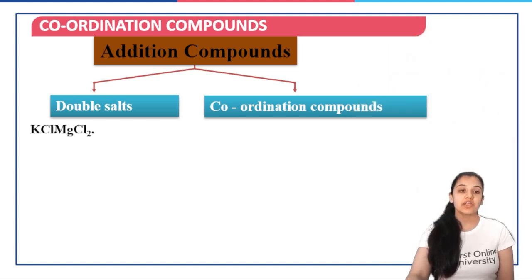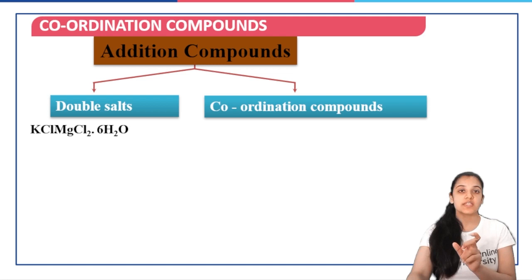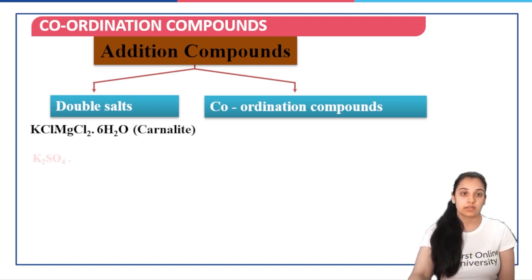Now, if I talk of examples of double salts, KCl.MgCl2.6H2O is an example of a double salt. What do I mean when I say double salt? It means it has 2 salts in it. KCl is one salt, MgCl2 is another salt. The common name for this is carnallite. Another example is K2SO4.Al2(SO4)3.24H2O, that is potassium sulfate and aluminium sulfate with 24H2O. This has the common name alum.